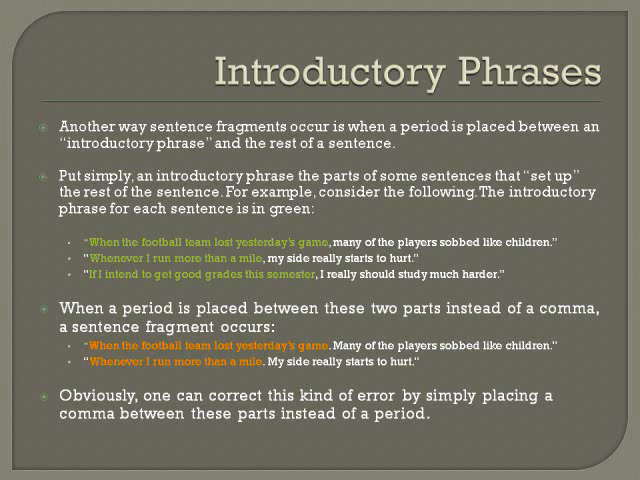Okay. Usually when a sentence fragment occurs, somebody again puts a period where it shouldn't be. They put it between the introductory phrase and the rest of the sentence. If you look a little bit further down on the screen, you'll see some examples of this. All right, putting that period there makes the introductory phrase into a fragment. Okay, because again, it's not complete. It needs the rest of the sentence.